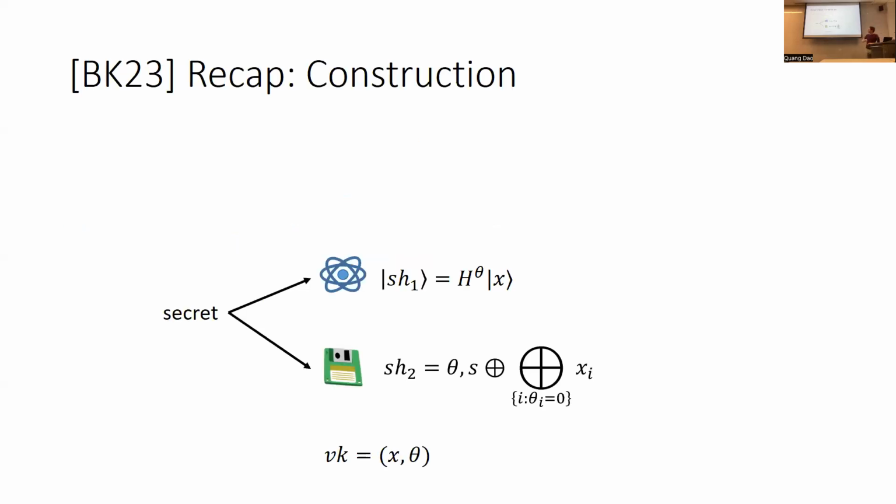Okay, let's go ahead and go over BK22 because their techniques are going to be really useful for us. Here, the quantum share is a bunch of qubits that are randomly in the computational basis or the Hadamard basis. Share 2 is just going to contain this mapping of which qubits are in the computational basis or the Hadamard basis. It's also going to contain the secret masked by the parity of the bits that were encoded in the computational basis.